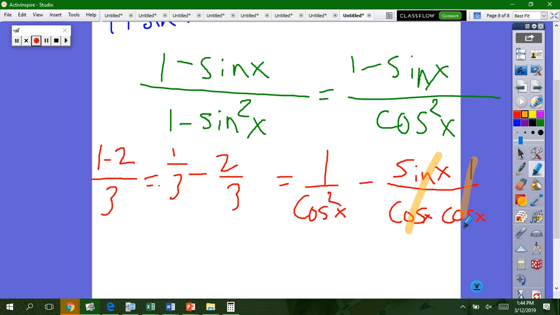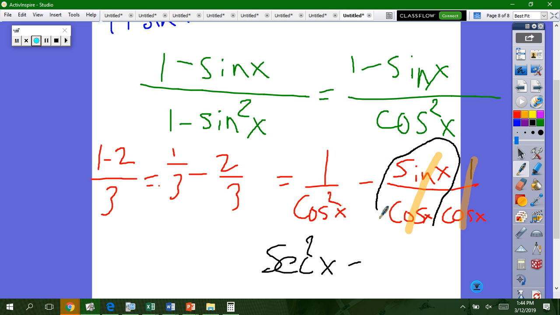What's this pair? Okay. So therefore, I know that this is secant squared minus, we already know what this is. What's this? Tangent. We don't call it tan.